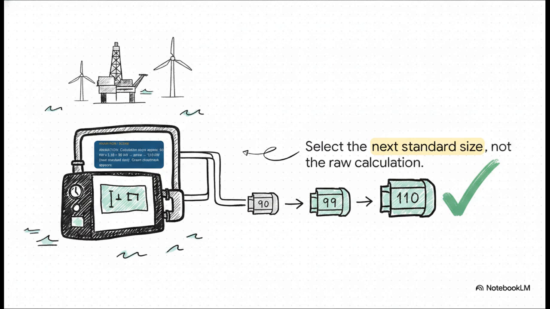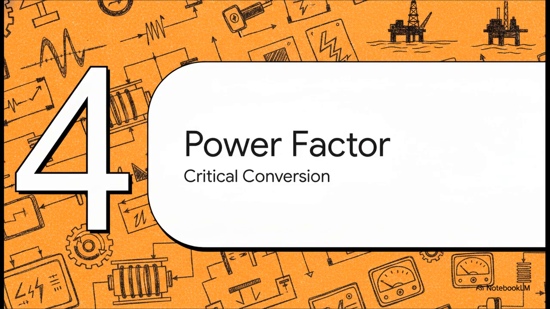But here's the thing. You can't just run out and buy a custom 99 kilowatt motor. You have to select the next standard motor size available on the market, which happens to be a 110 kilowatts. So the absolute crucial takeaway here is that 110 kilowatts is what actually goes into your load schedule, not 90. All right, pay close attention to this next part. Section 4, power factor and generator sizing. This is the critical conversion.